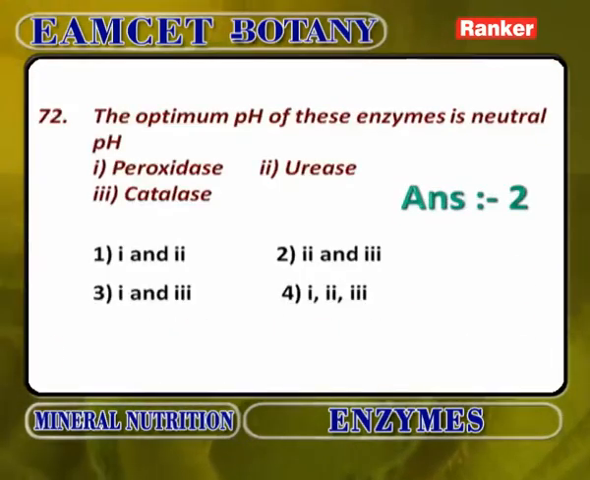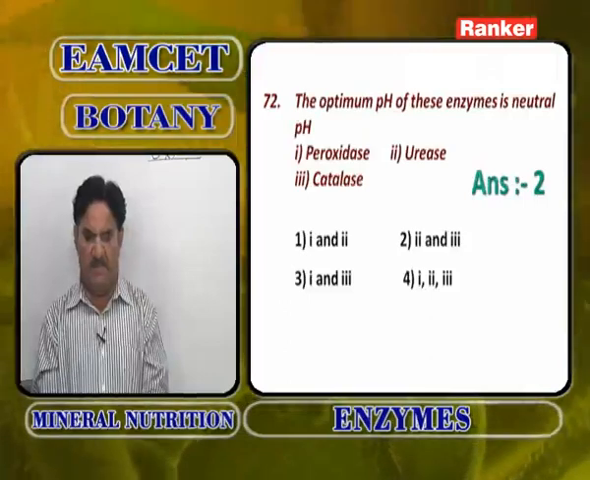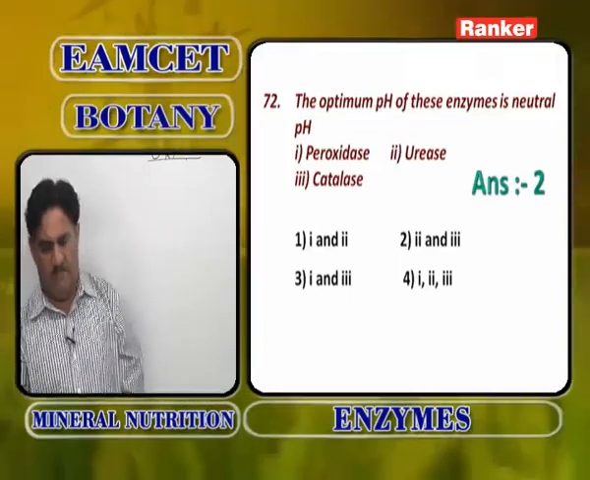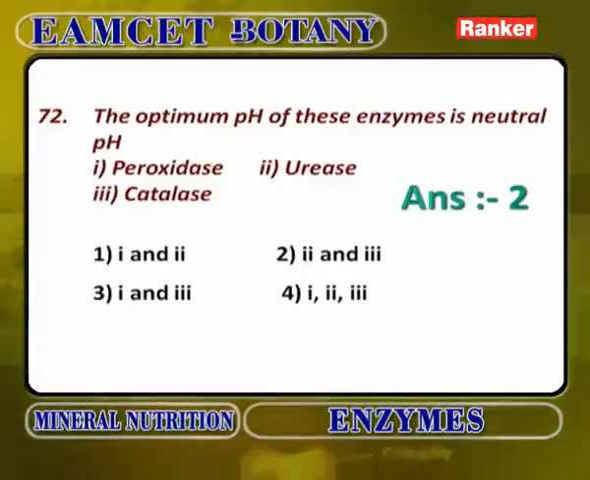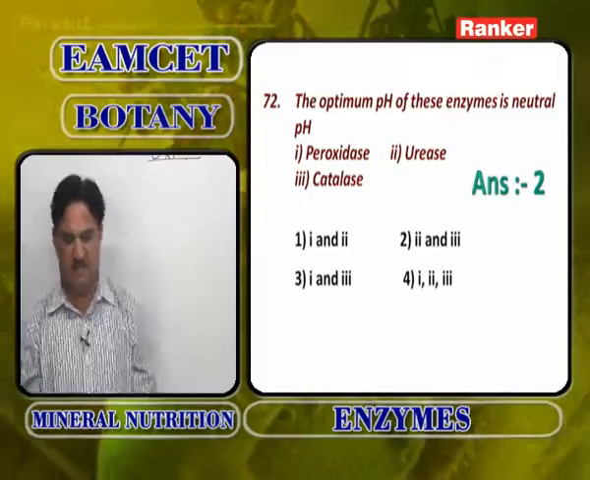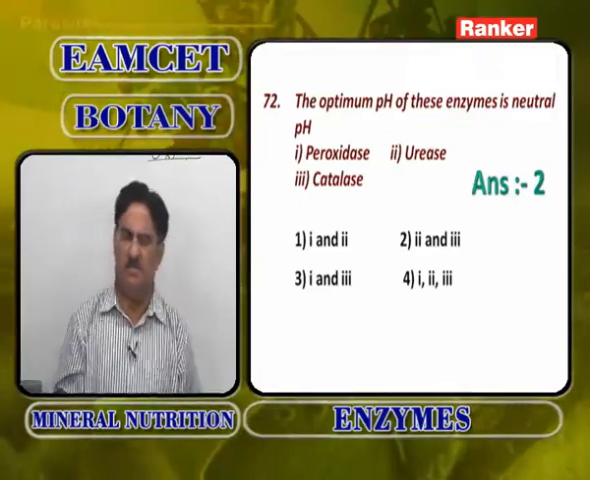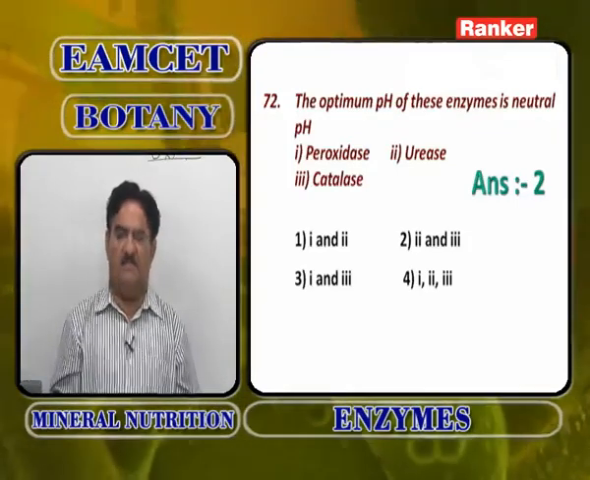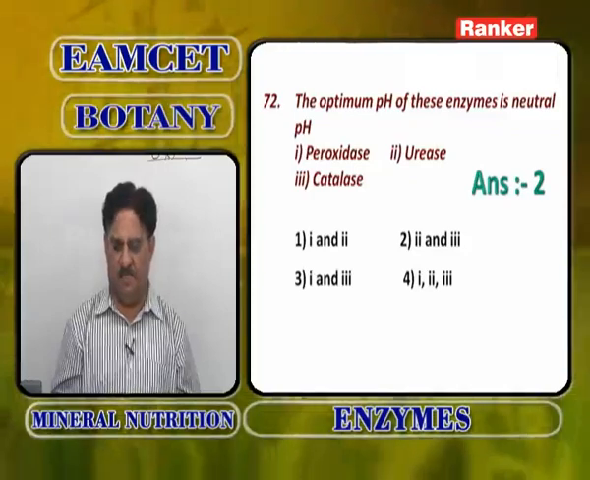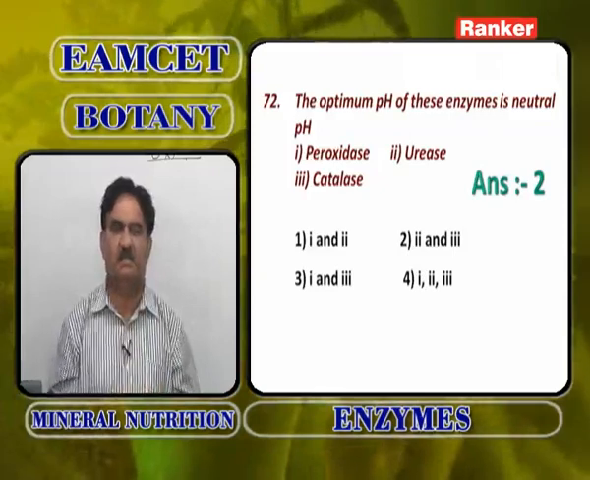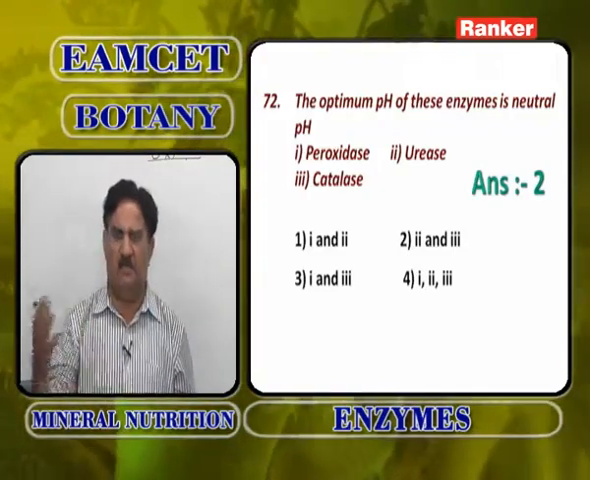Next, the optimum pH for these enzymes is neutral pH. For catalase it is around 7. Urease and catalase. Peroxidase it is only 5. 5 means acidic. Optimum pH of these enzymes 7 and 8. 7 is optimum pH or neutral pH. Urease is 7, catalase is 7. 7 is regarded as neutral. Less than 7 is acidic, more than 7 is basic.